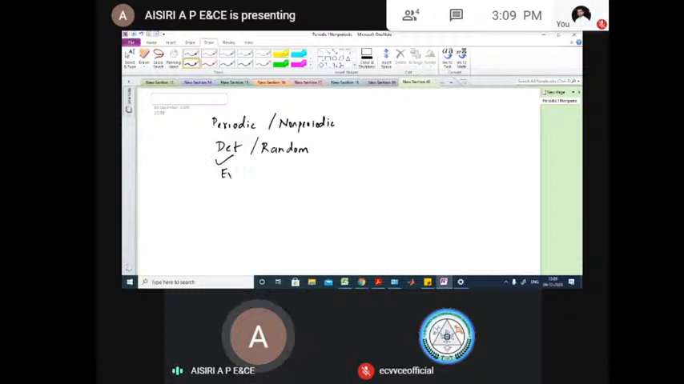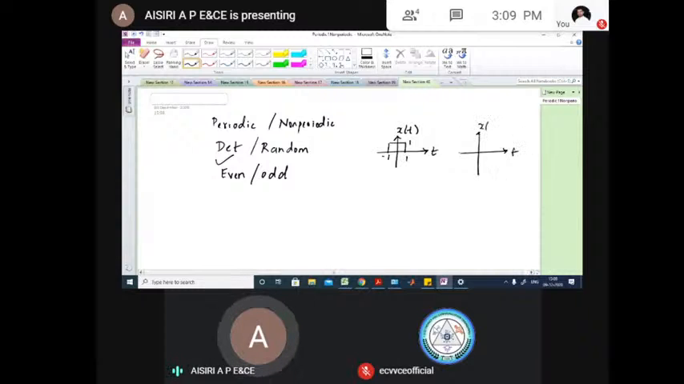Next could be the even and odd classification. If a signal exhibits symmetry with respect to the y-axis, for example, this x of t going from minus 1 to plus 1, this is an even function, symmetric with respect to the y-axis, whereas an odd function exhibits anti-symmetry with respect to the y-axis. So minus 1, 0, 1. Minus 1 is the amplitude, plus 1 is the amplitude. So this is an odd function.